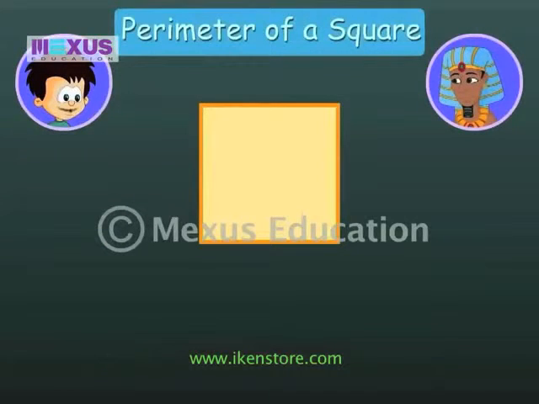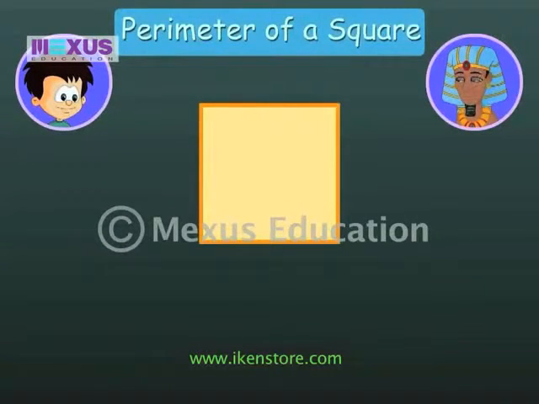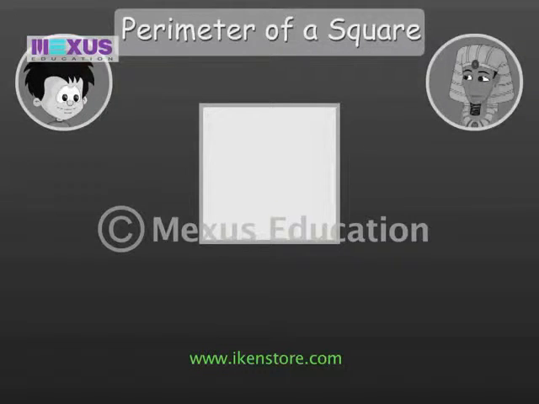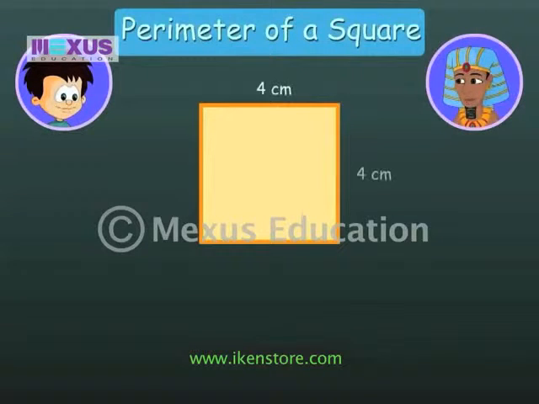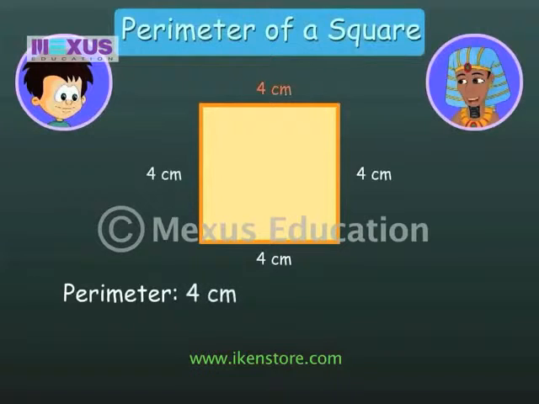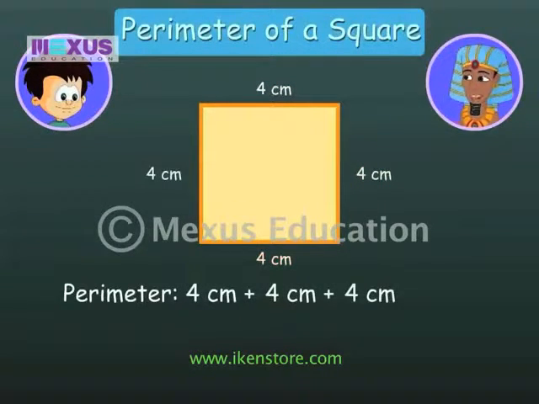How do you find out the perimeter of a square, Horace? A square has 4 equal sides. To find out the perimeter of a square, all you need to do is add the length of its sides together. This square has sides of length 4 centimeters each. The perimeter of this square is 4 centimeters plus 4 centimeters plus 4 centimeters plus 4 centimeters.